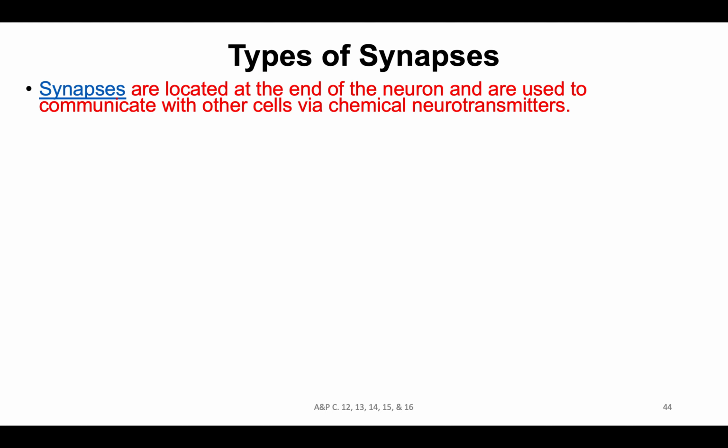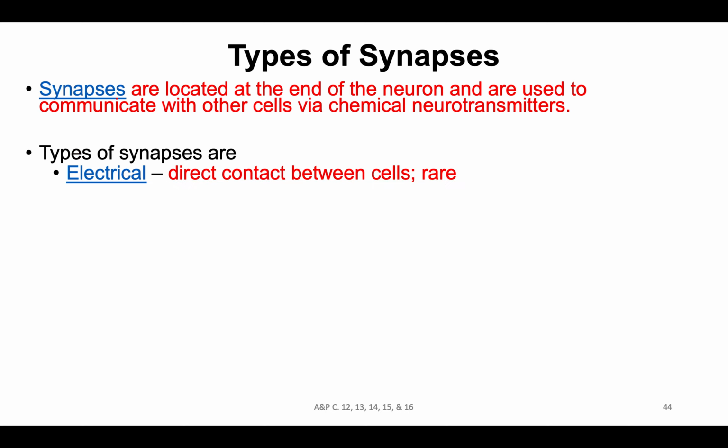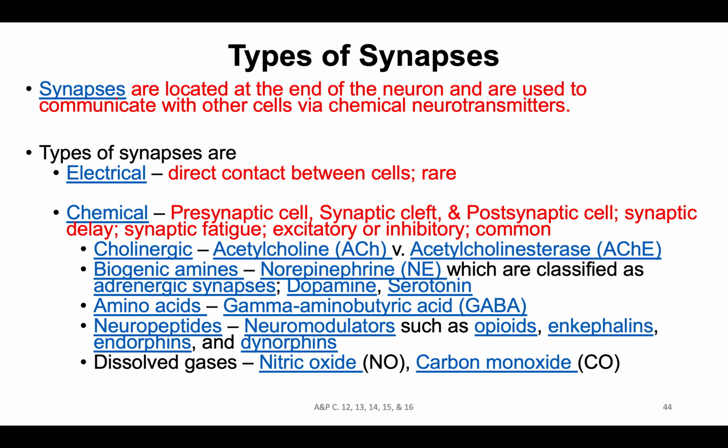So we talked about synapses a little bit before when I was explaining what action potential was. Synapses are located at the end of a neuron, and they're used to communicate with other cells via neurotransmitters, which are chemical messengers. There's a couple types of synapses. There's electrical synapses, and electrical synapses require direct contact between cells. These are very, very rare. But what we talk a lot about in anatomy and in psychology is chemical synapses. Chemical synapses need a presynaptic cell, which is like your original neuron, your synaptic cleft, the space between two neurons, and your postsynaptic cell, your second neuron that's going to be receiving the message.